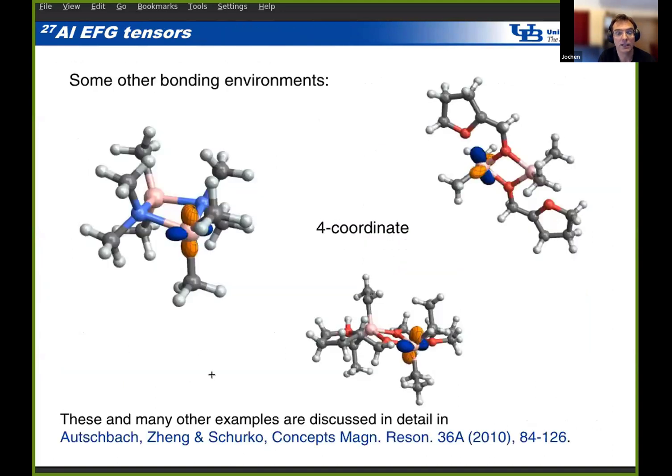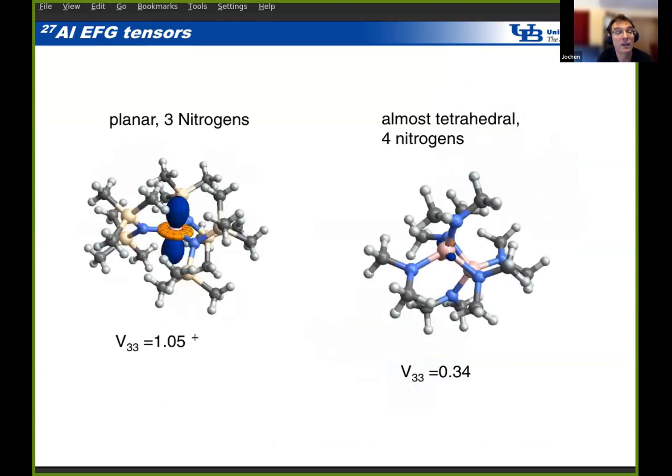Okay. So here are some other bonding environments that we studied as part of this little tutorial review, if you're interested in electric field gradients and their analysis with the help of localized orbitals. This is where this is all discussed, together with my experimental collaborator, Rob Schurker.